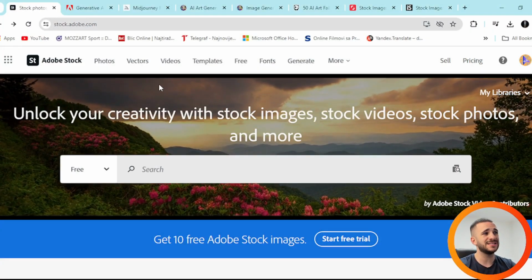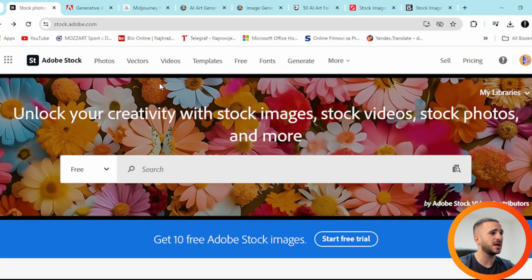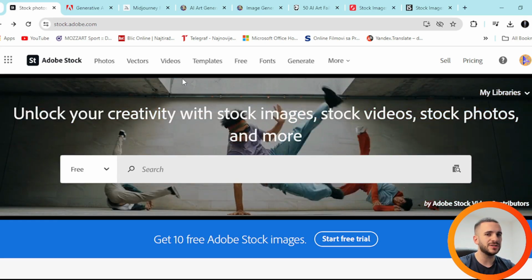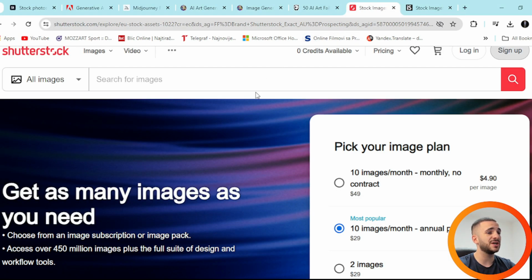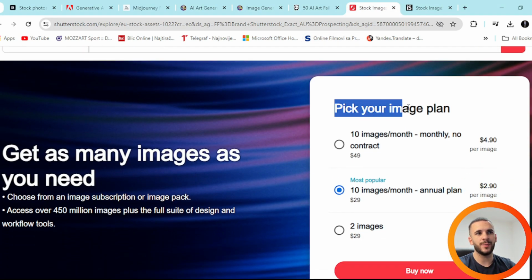So right here you can check it out straight away guys for yourself. This is step number one, of course, stock.adobe.com guys. You can check it out. Whatever suits you, whatever you use guys, whatever is the best possible solution for you, select that platform. I will teach you on Adobe Stock right now, but you can also use, for example, right here Shutterstock. As I said guys, you can straight away pick your image plan.